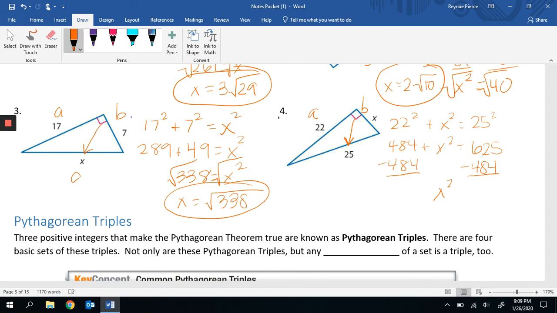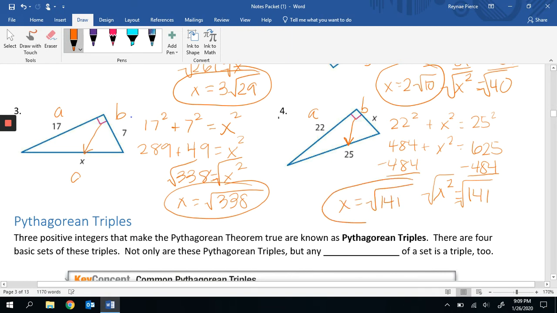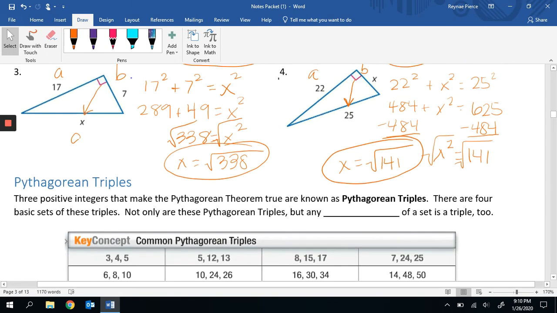I'm left with x squared equals 141. And square root of both sides tells me that this other leg is equal to the square root of 141. Okay, so that's basic Pythagorean theorem. If you know that it's a right triangle, and you know two side lengths, you can find that third one using the Pythagorean theorem.